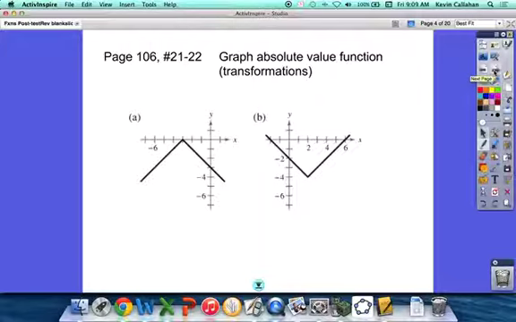Graph absolute value function. Again, you're really being asked to identify the graph of an absolute value function. And we know that the shape of an absolute value function is a V. The parent function would be a V with the vertex at the origin. So really what you're trying to understand is, what causes this thing to get shifted left 3?